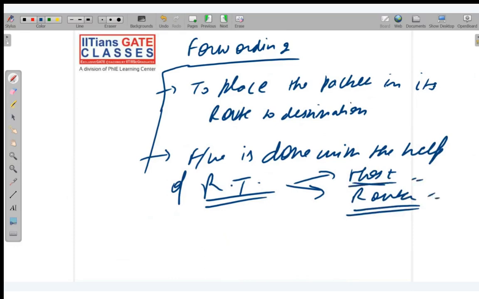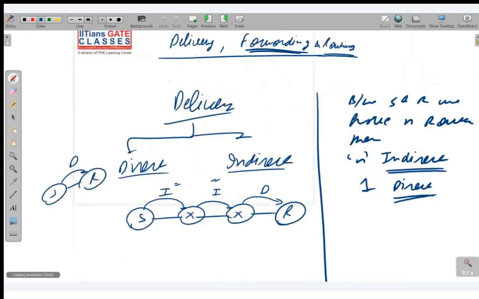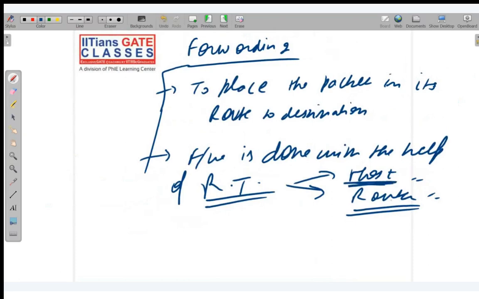Okay, so how will they find whether delivery is direct or indirect? We have told you we have two types of delivery, direct and indirect. How will a router or host come to know that delivery is direct or indirect? It will come to know by applying the net mask. They will apply their own net mask with the IP address to find the net ID. If the net ID is the same, delivery is direct, otherwise it is indirect. I have told you this.